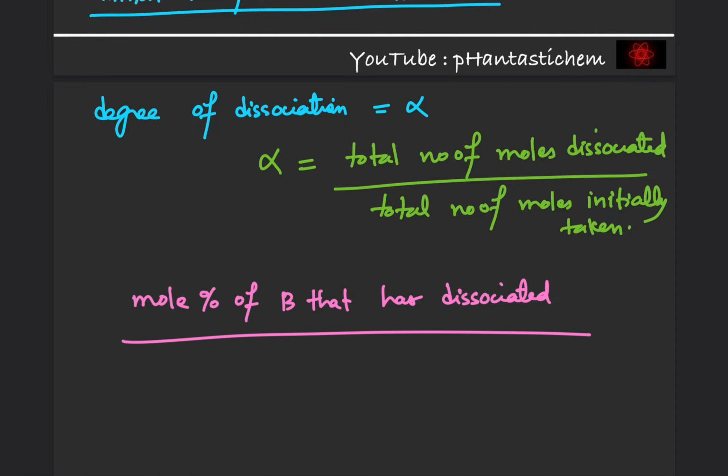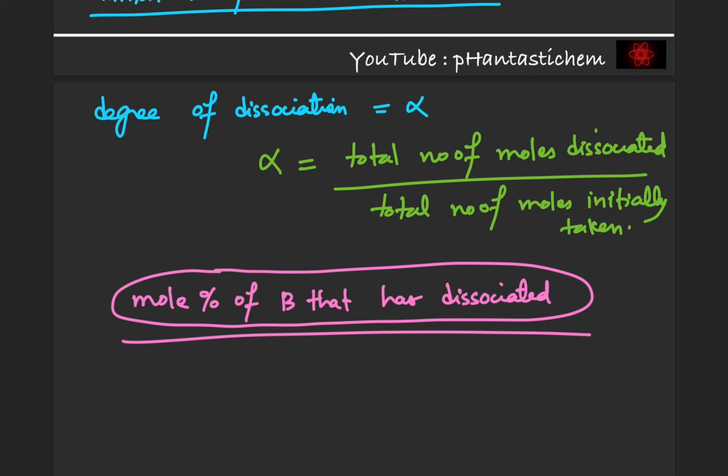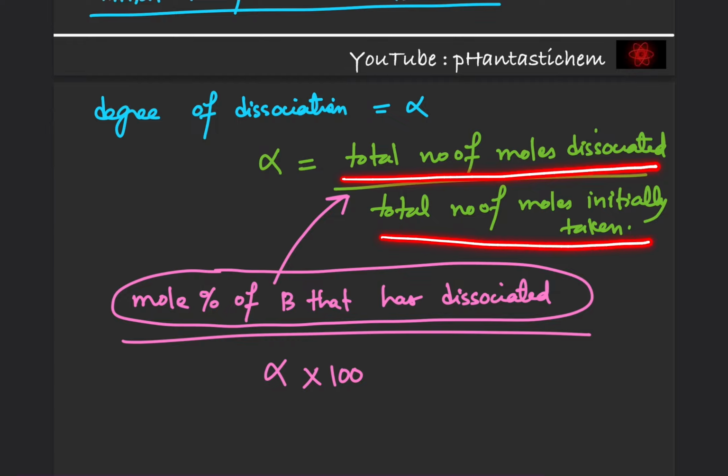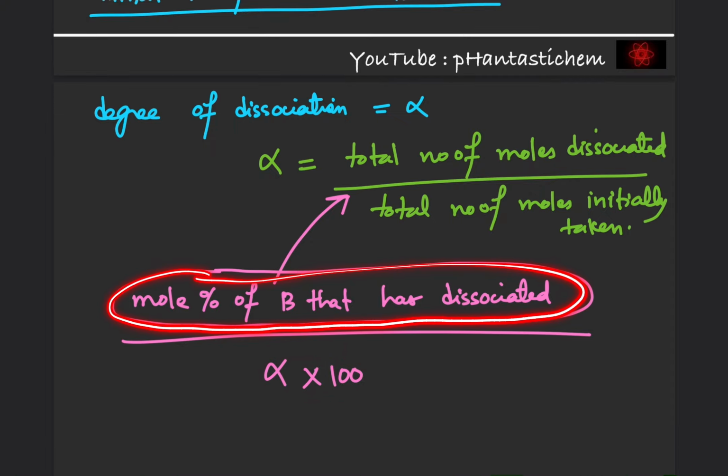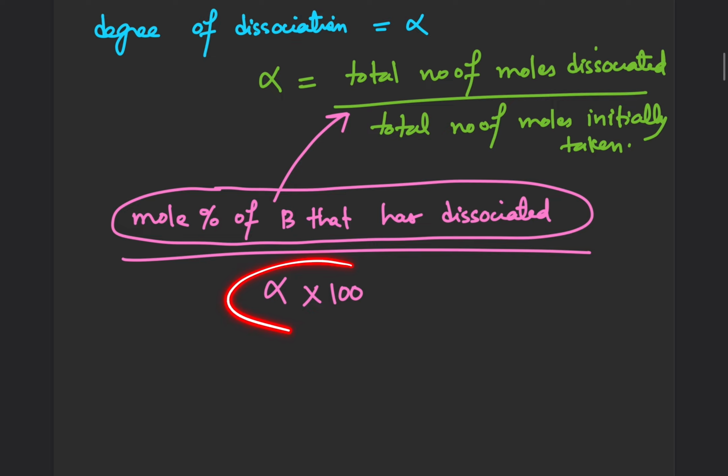Okay, and if you look carefully, the mole percent of B that has dissociated is nothing but alpha into 100, because the fraction of B that has dissociated is the total number of moles dissociated divided by the total number of moles that I have taken initially for B, and when you multiply that by 100, we will get the mole percentage of B that has dissociated. So our aim is to calculate alpha into 100.